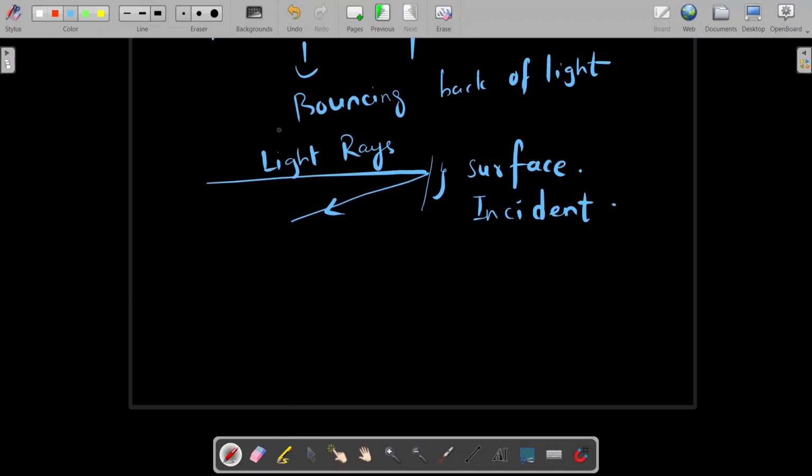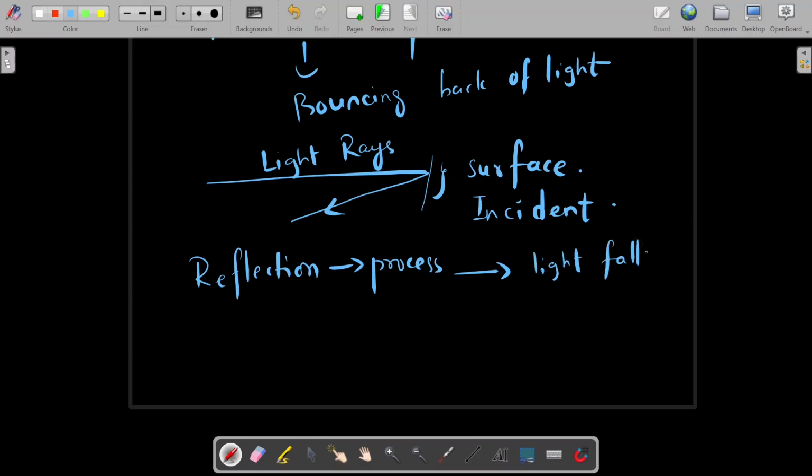Here we have talked about reflection, right? Reflection is a process where, when light falls on a surface, it bounces back. So the light falls on some surface.